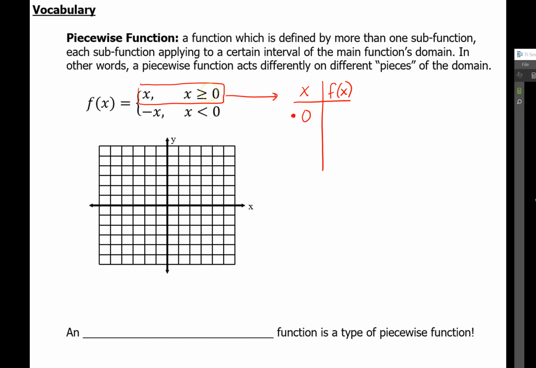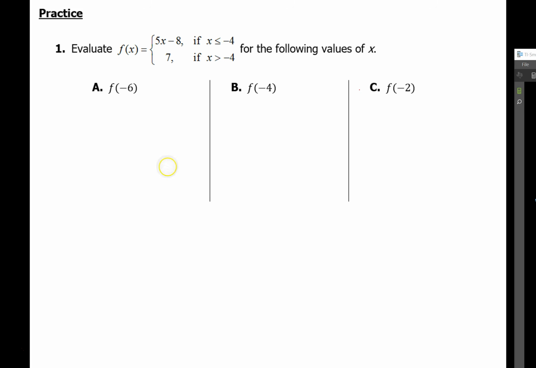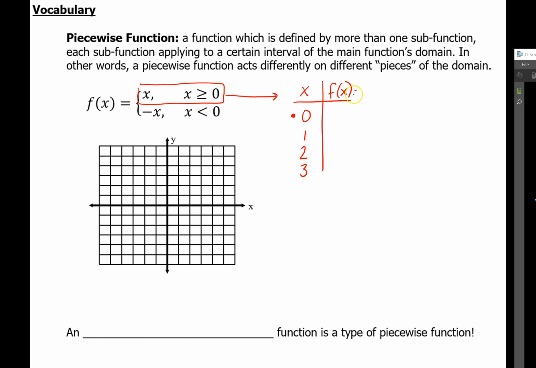Anything bigger than 0 is also going to be in this part of it, so I'm going to put 1, 2, and also 3. Our function for this piece says that f of x is equal to x. So I'm going to take my input value and put it in for f of 0. When I input the 0, it's just going to give me back whatever the input was as my output. So that's going to be 0. This means that my first ordered pair is going to be (0, 0).